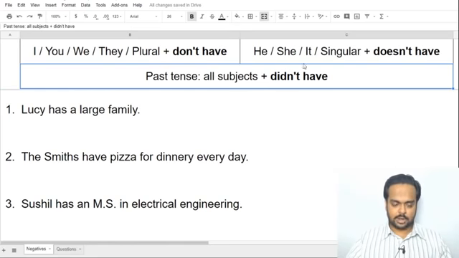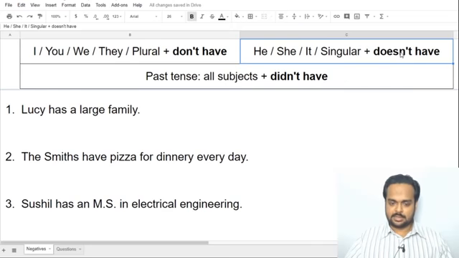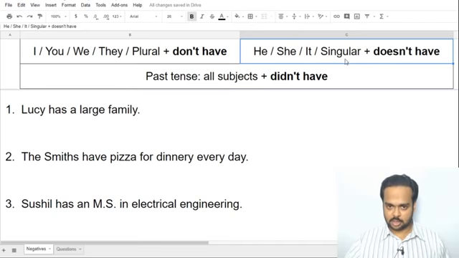Now, I wanted to point out very quickly that we're saying doesn't have for he, she, it, and singular. Notice that for both I, you, we, they, and for he, she, it, the verb we're using is the base form. We're just saying have. However, for he, she, it, or singular nouns, we're adding s to the verb do, and we're saying does, doesn't have. So that third person singular s is still being used.